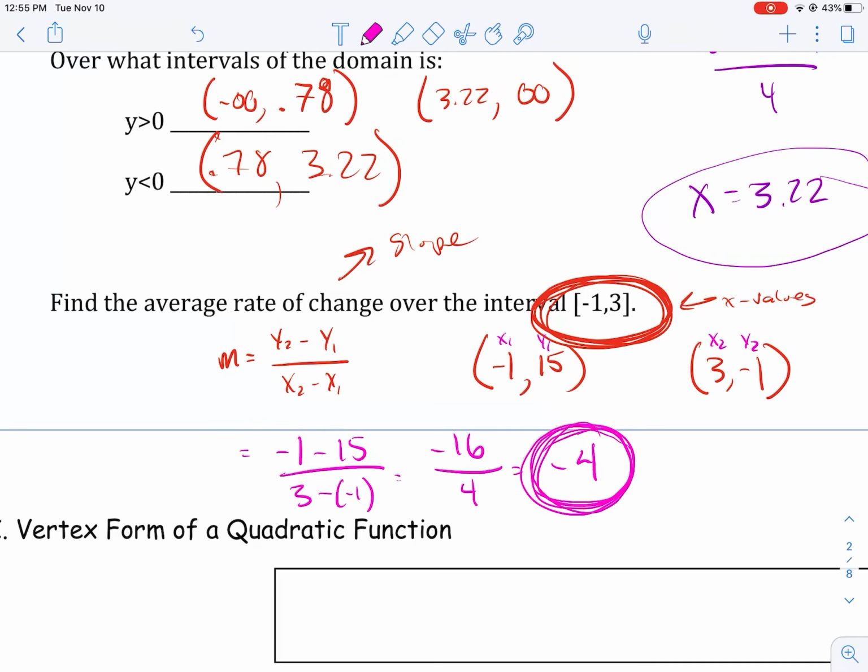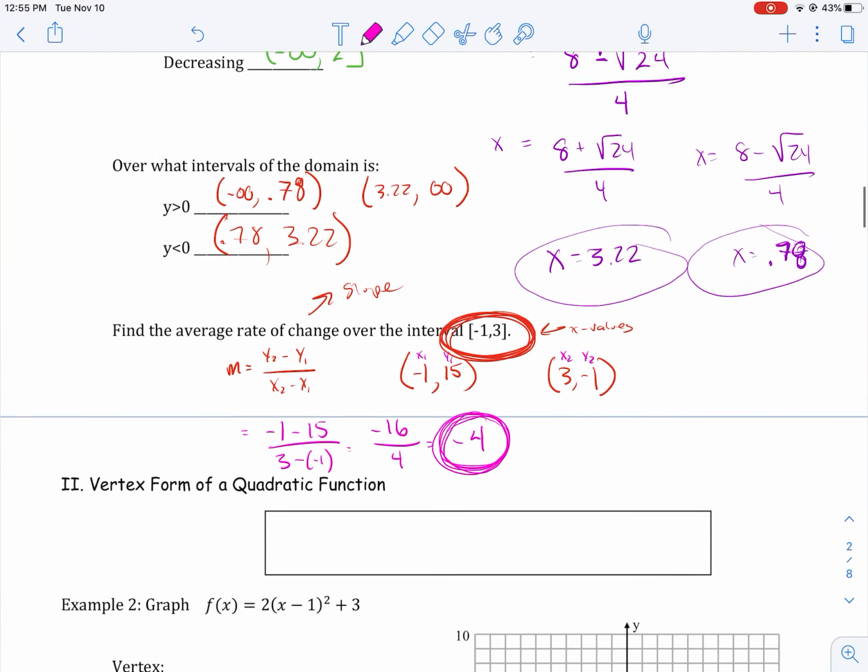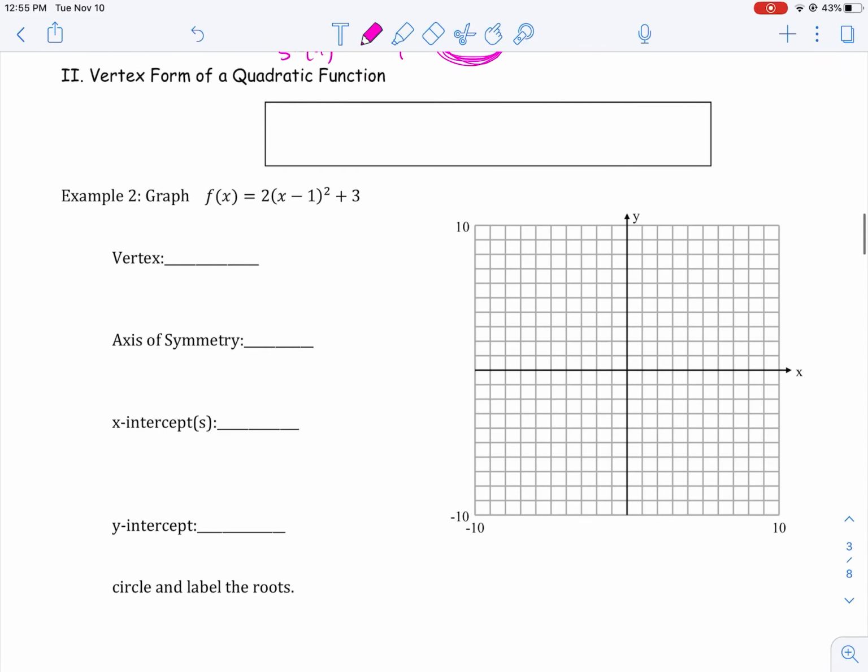Okay, let's move on to the next part. The vertex form. We will see this quite frequently throughout this unit; vertex form will be coming up a bunch. So what does that look like? Well, it's y equals a times (x minus h) squared plus k. The reason they call it vertex form is because it gives you the vertex. So let's talk about that.